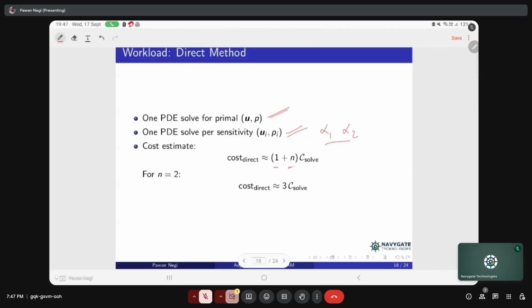That means you will have 1 plus 2, that means total 3. For n equal to 2, total 3 solves you have to do. This n will increase. Let's say you have 10 design variables. Then in that case, this will be 11 solves. Right. Now let's see if we use the adjoint method.